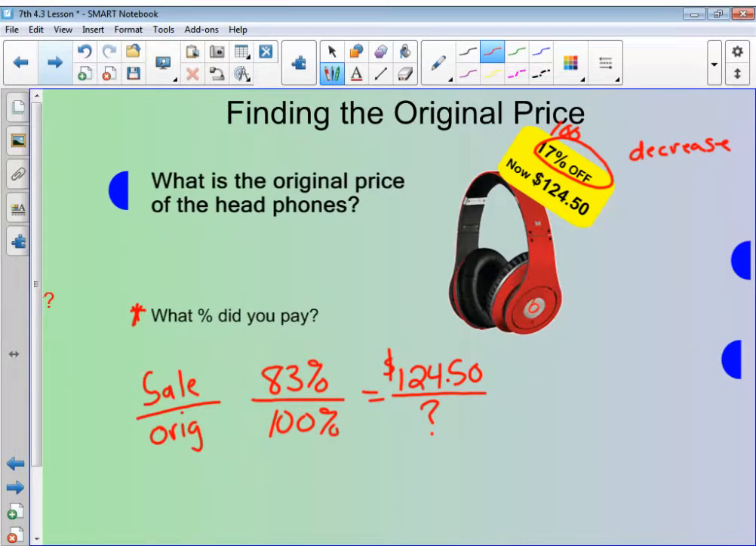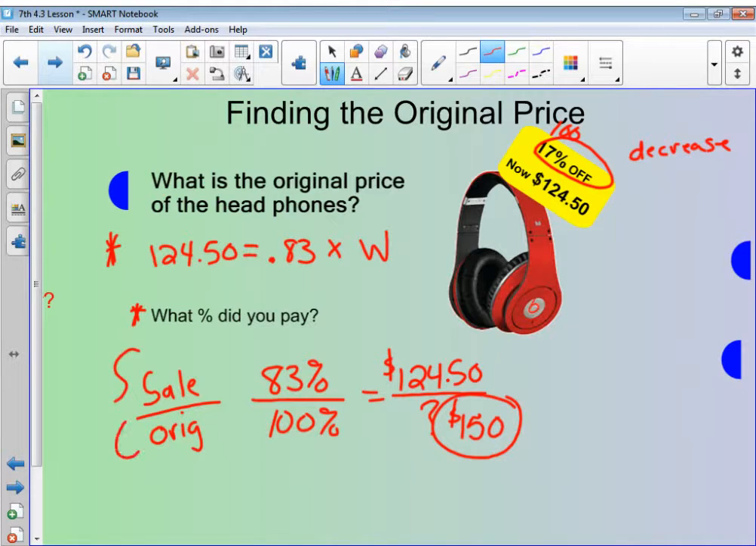When we do that, I get $150. So these were originally a $150 pair of headphones. We got them for $124.50, so we saved $25.50. Your other method is you could have said $124.50 equals 0.83 times what number? This is going to be hard. You're going to have to understand how to set that up for yourself. Proportions are very visual, very easy to see.